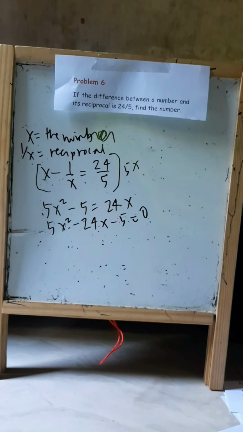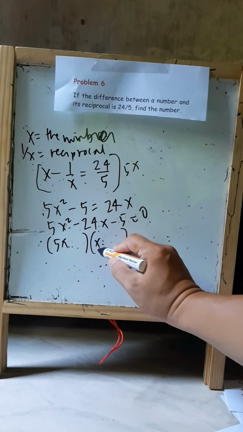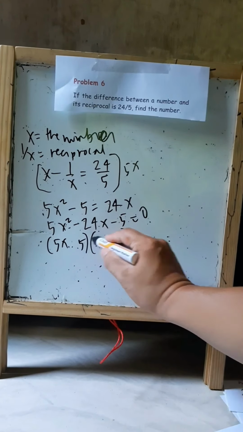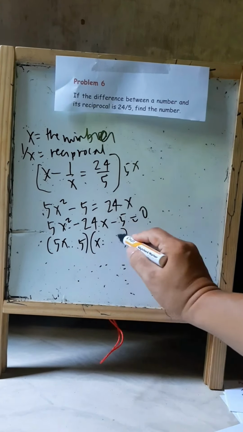Can we solve this by factoring? 5x squared minus 24x minus 5 equals 0. Yes, by the trial and error method. We have 5x and x. Let's try 5 and 1, plus minus 5. Let's switch the 5 here. 5 and 1. Negative 25 plus 1 is, yes, negative 24. So that is right. 5x.